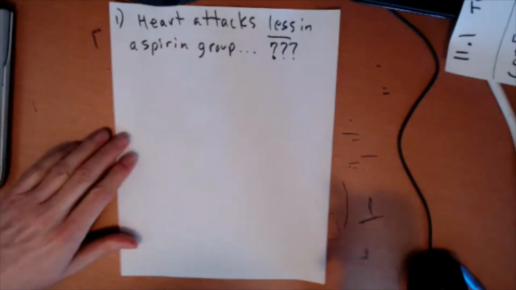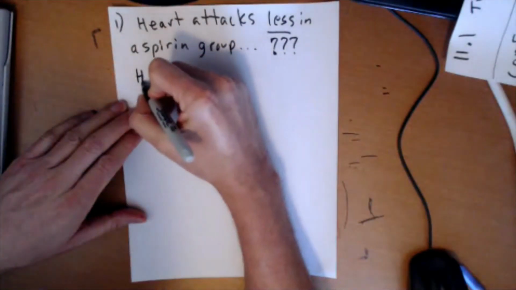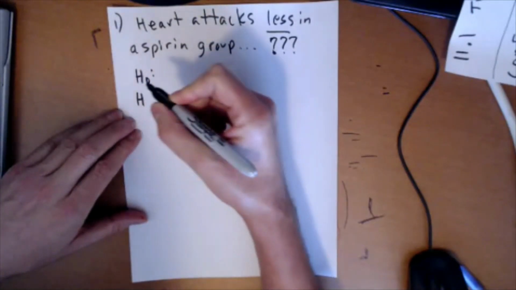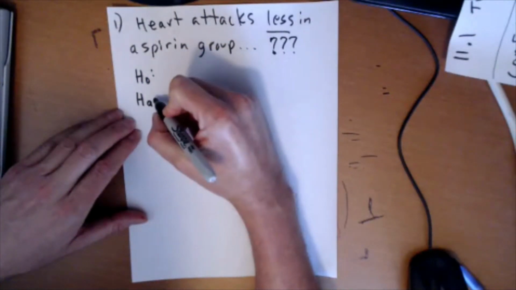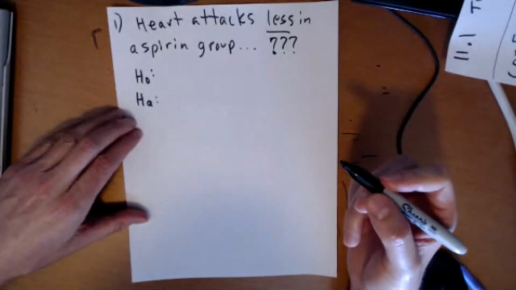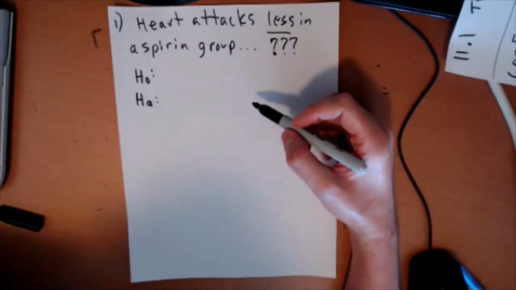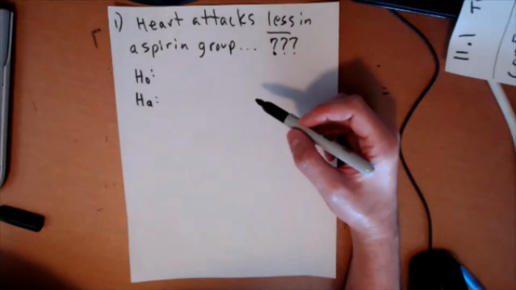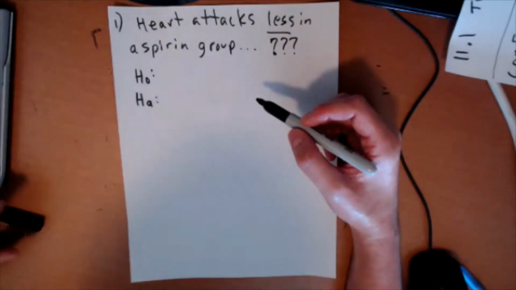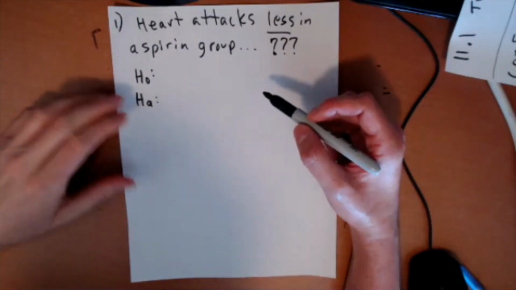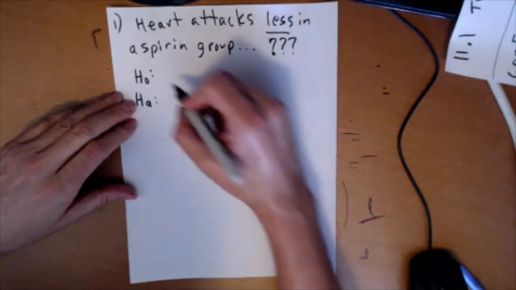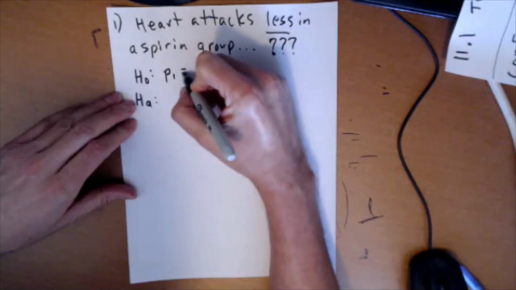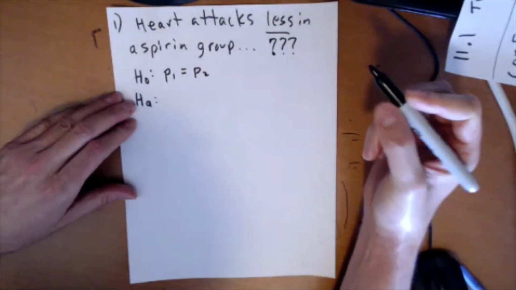So we need our null and our alternative. I keep doing HA. Our book does H1. Most books do HA. Doesn't matter, same thing, alternative hypothesis. The null is always an idea of no difference, no effect. So that would mean that the proportion of heart attacks is the same in the aspirin and placebo group. So that would be that P1 is equal to P2.